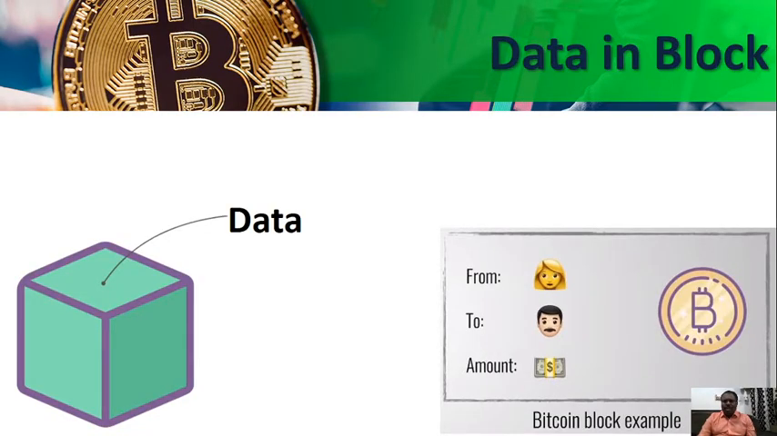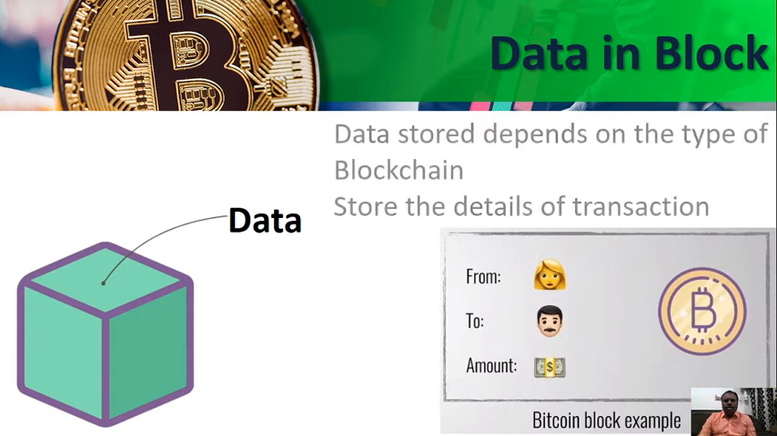Let's see what data is. Data is the information that is stored in that particular block. Now, this data depends on the type of the blockchain. It can be storing a transaction, or it could be storing any other information, depending on the blockchain. For example, for a transaction, the information about who the transaction originated from, who it is supposed to be sent to, and the amount is the information stored in the data.